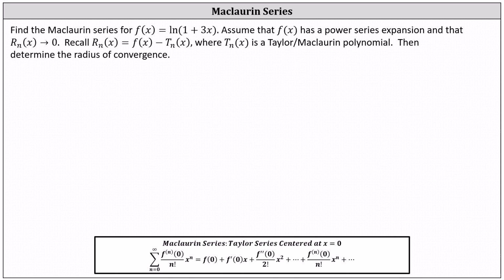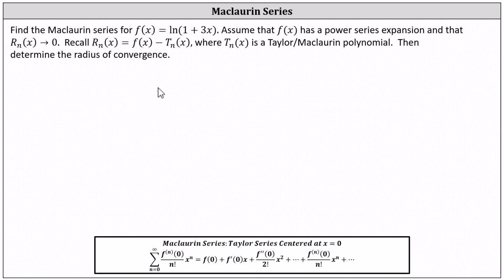Find the Maclaurin series for f of x equals natural log of the quantity 1 plus 3x. Assume that f of x has a power series expansion and that the remainder Rn of x approaches 0. Then determine the radius of convergence. The Maclaurin series is the Taylor series centered at x equals 0, and the formula is shown below.